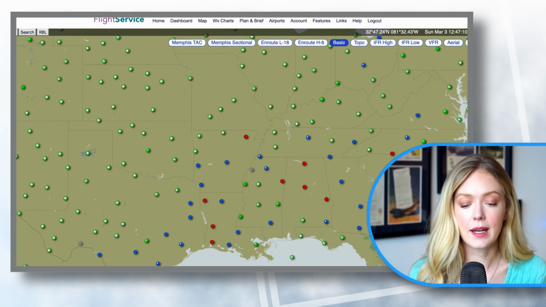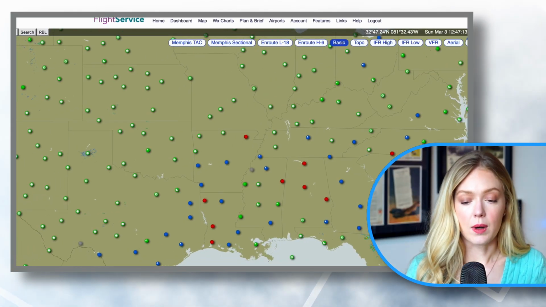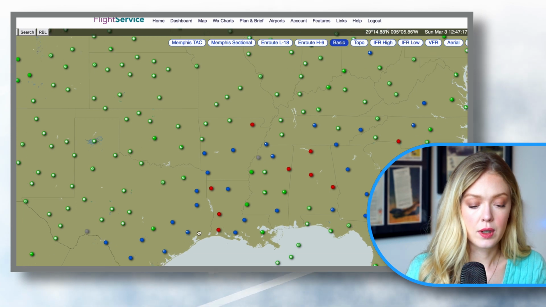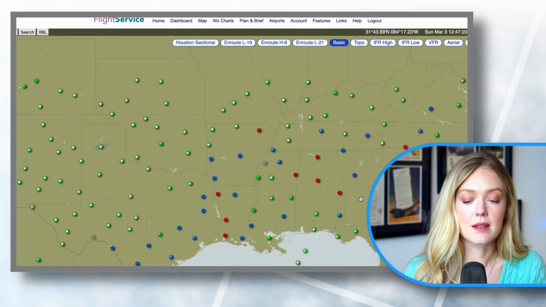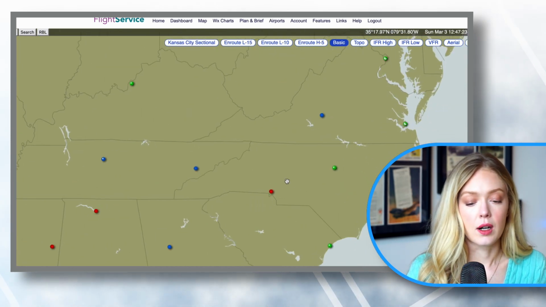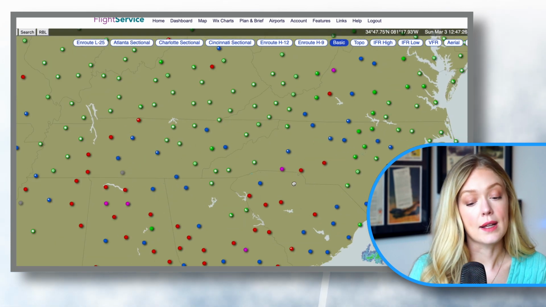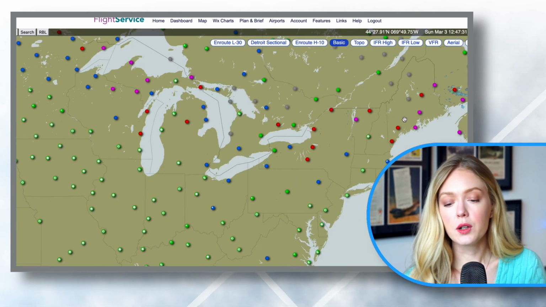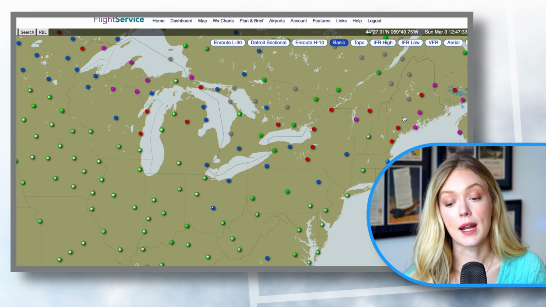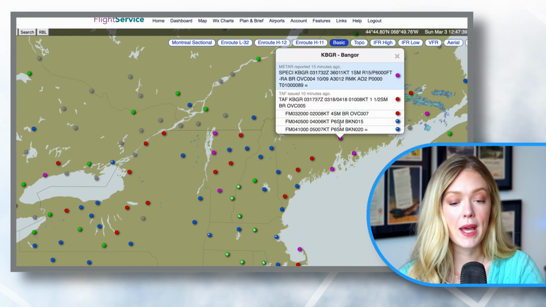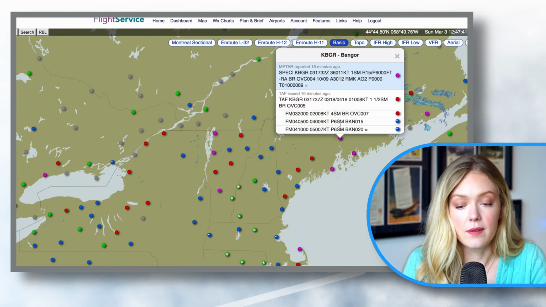This line of marginal VFR and IFR weather, Virginia down to the tip of Texas, is kind of a mix in there of marginal IFR and some VFR areas as well. Oh, and some low IFR as well. In the far northeast, we have IFR and low IFR. Bangor, Maine, special observation, 1 mile of visibility.